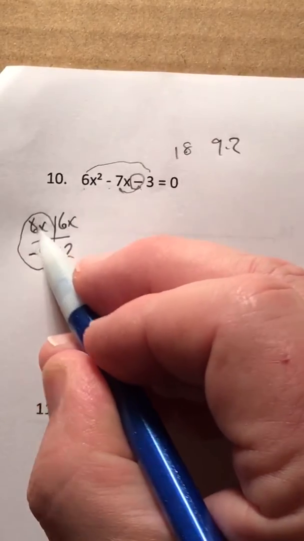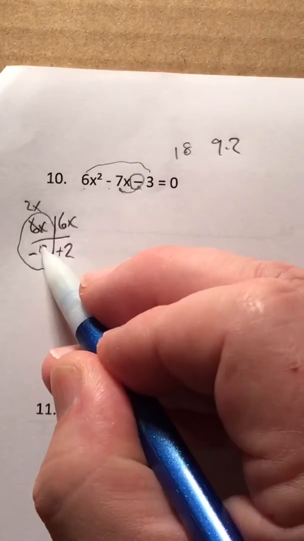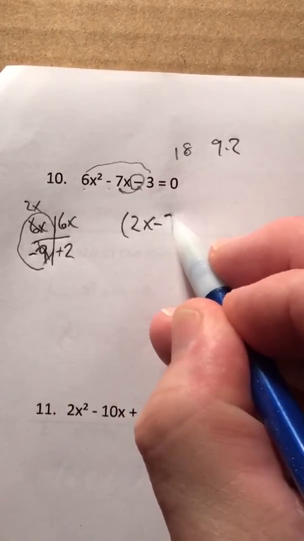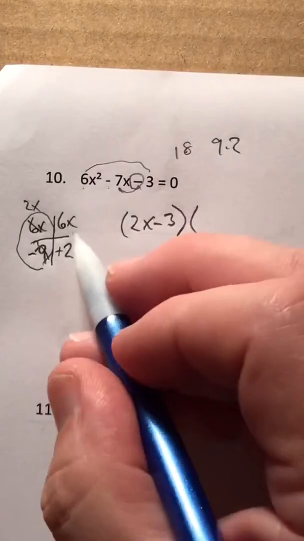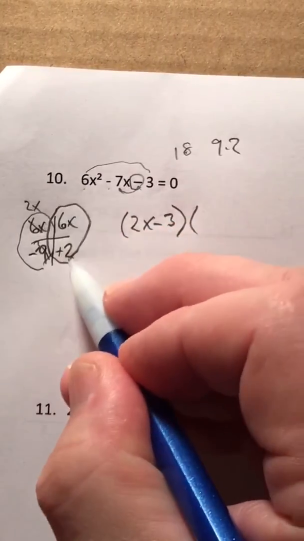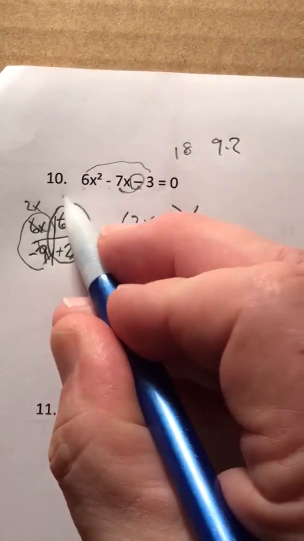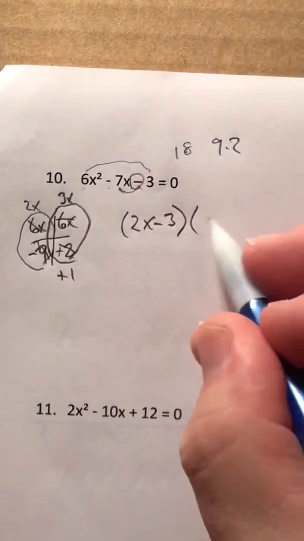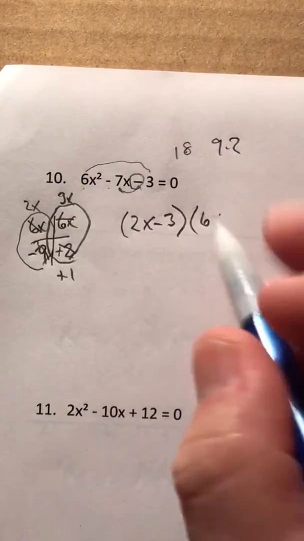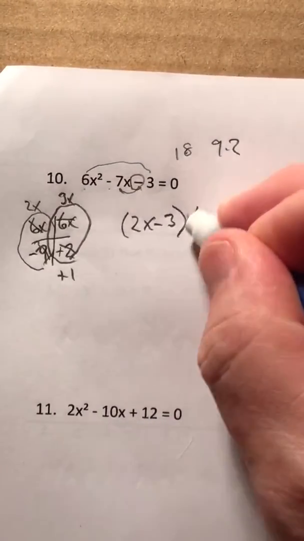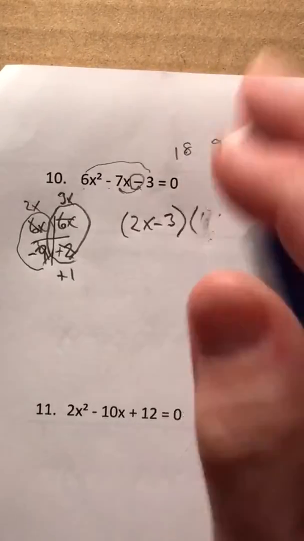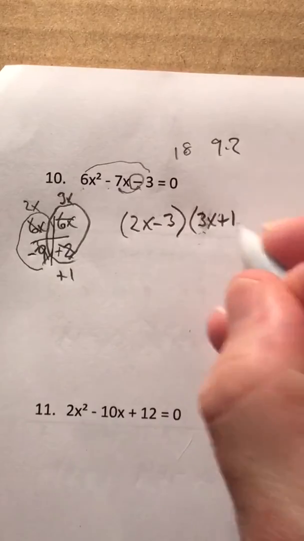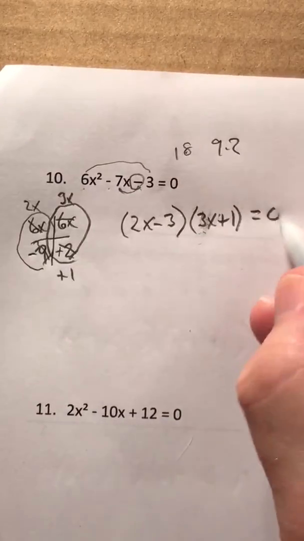So we divide the 6 by 3, it gives us 2x. Divide the 9 by 3, it gives us 3. So it leaves us with 2x minus 3. The other one, these are both divisible by 2. So we divide the 6x by 2, it gives us 3x. Divide the 2 by 2, it gives us a positive 1. So we're left with 3x plus 1.